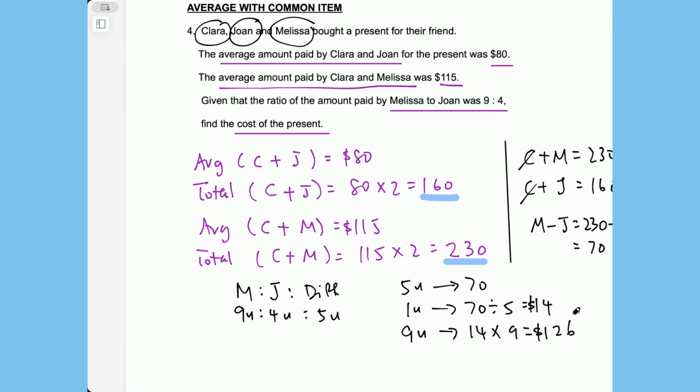Now we can add together the total of Clara, Joanne, and Melissa. So this one is C plus J, Clara and Joanne. So it's 160, which is Clara and Joanne, plus 126, which is Melissa. So the total is 286.